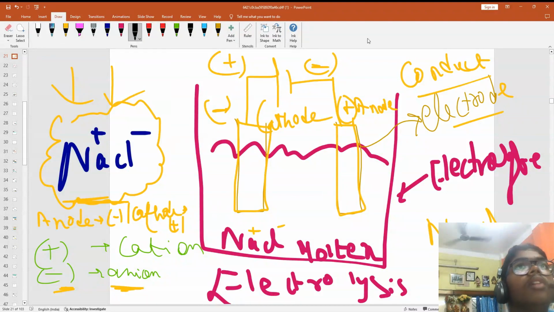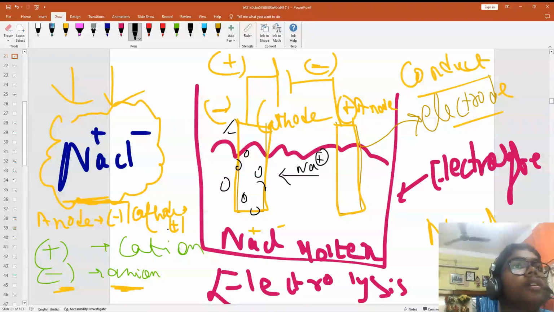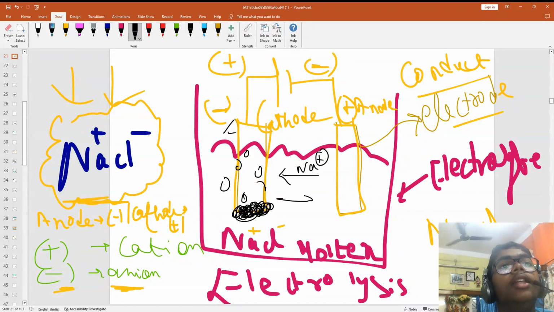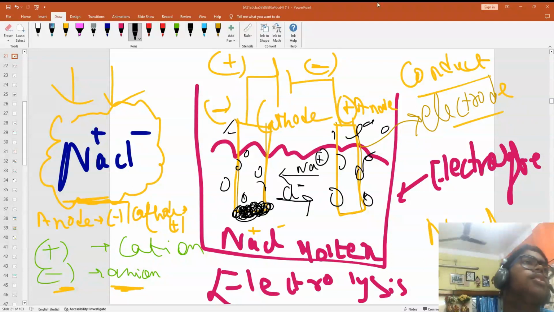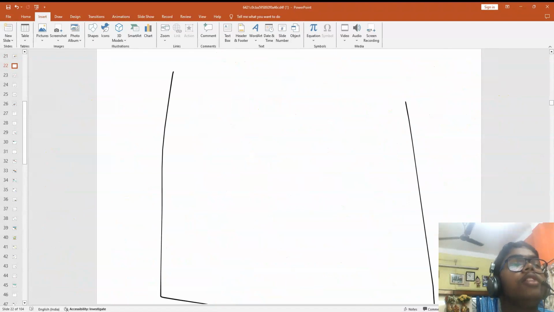Now this Na will rush towards the negative, because this is positive, so positive will rush towards negative. So here sodium gas will be seen, or sodium may also be deposited. And this chlorine will move towards the anode and will escape as chlorine gas. You understood this, right?